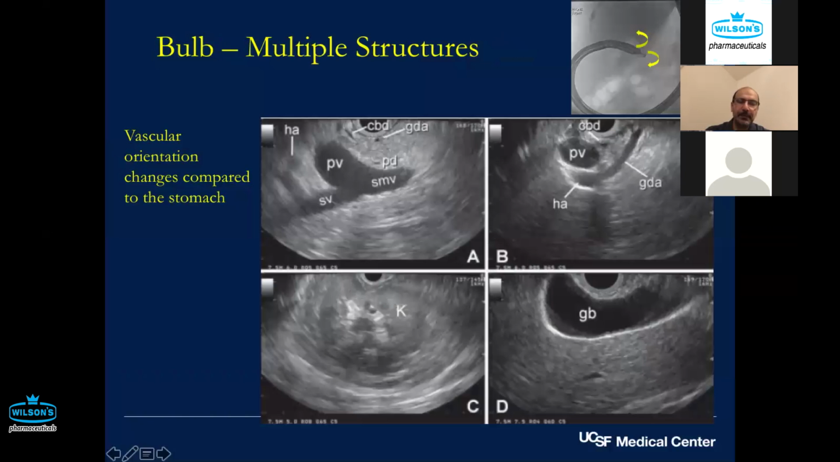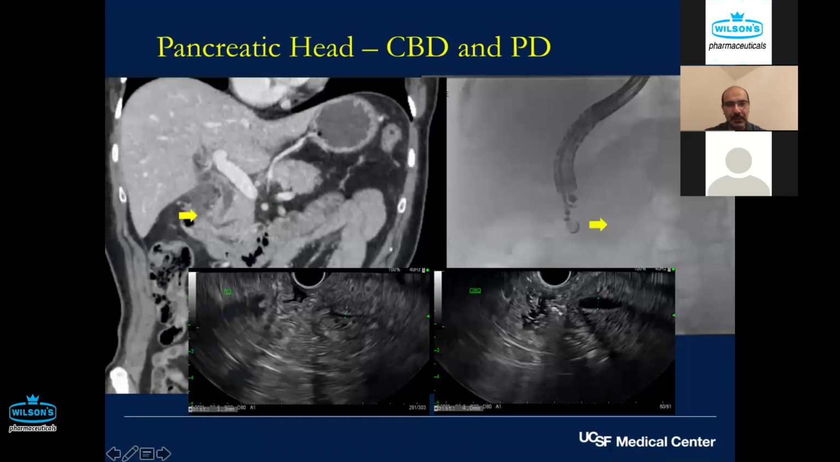But there you can do a lot of things in the bulb. You can look at the pancreatic duct, the confluence, the portal vein as it comes down into the SMV and joins the splenic vein, and the tail of the pancreas going off this way. You can see the hepatic artery, gallbladder, kidney, etc. The orientations change compared to the stomach, but the main thing is to understand that they do change.